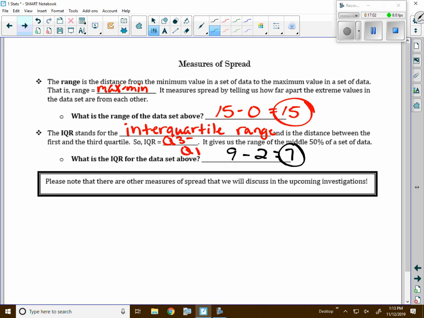Okay, and I'm going to kind of guide you through and remind you how to find IQR, how to find range. You'll have the guidance, and then eventually you'll just know those if you don't already know them. We good on that? Okay.